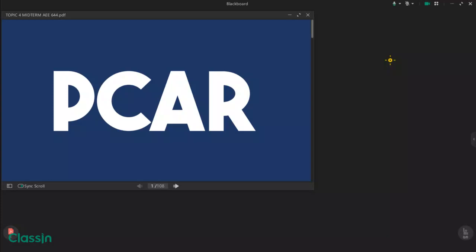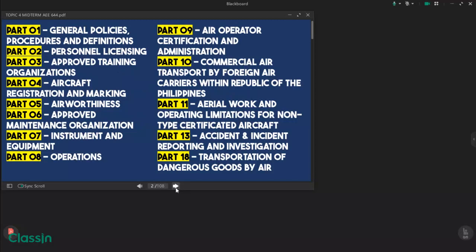Our topic for this day is all about the PICAR or Philippine Civil Aviation Regulations. Like I said last time, the PICAR is derived from our ICAO annexes. What we need to study in the PICAR are the parts. Here we have parts 1 to 11, and also part 13, and also part 18. So you will see we have different titles.